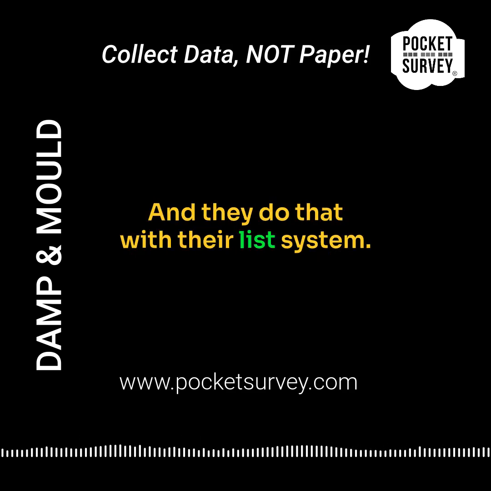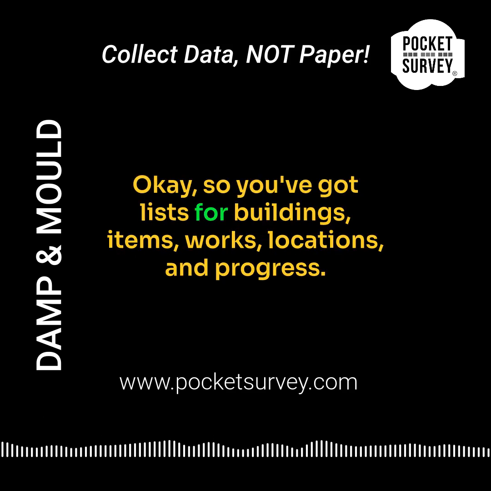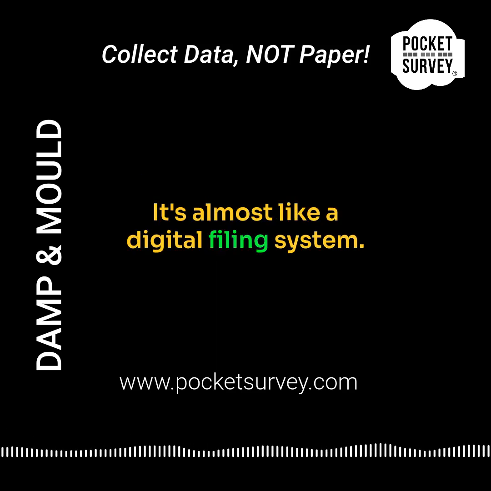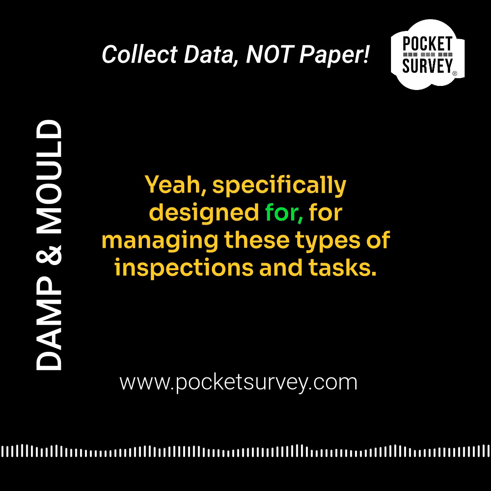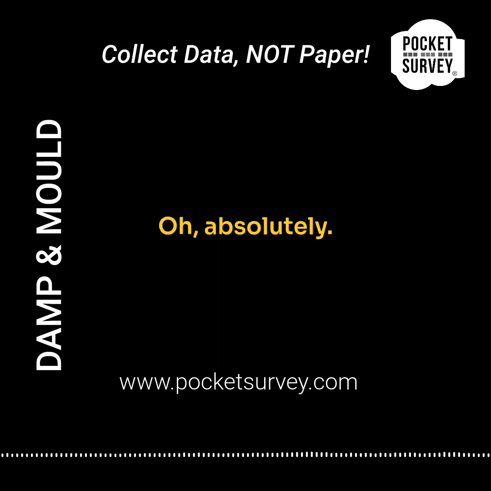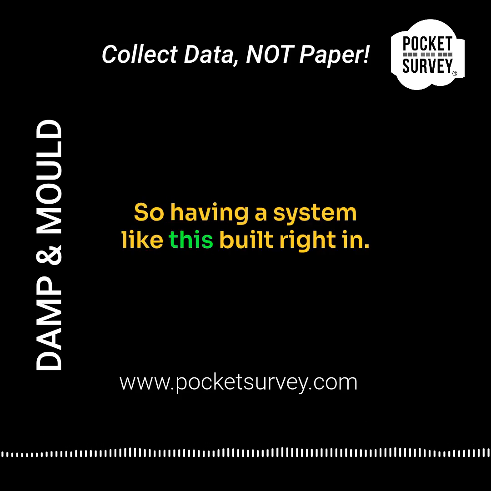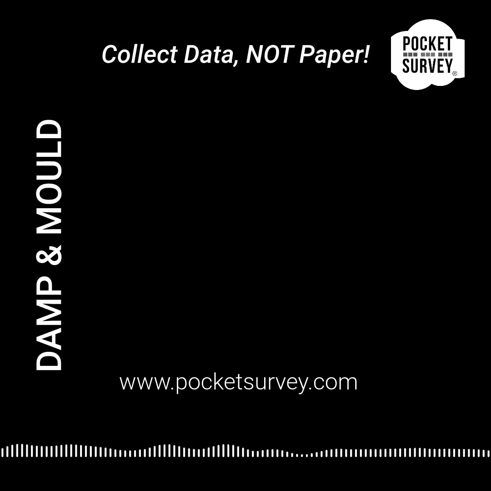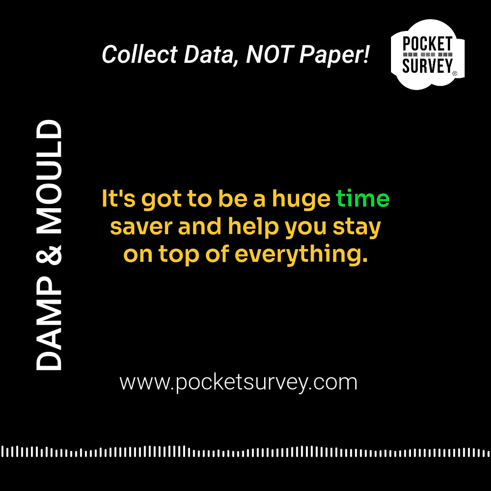And they do that with their list system. So you've got lists for buildings, items, works, locations in progress. It's almost like a digital filing system, specifically designed for managing these types of inspections and tasks. If you're working on multiple projects, you can imagine how quickly things could get disorganized. So having a system like this built right in is pretty brilliant. It's got to be a huge time saver and help you stay on top of everything.